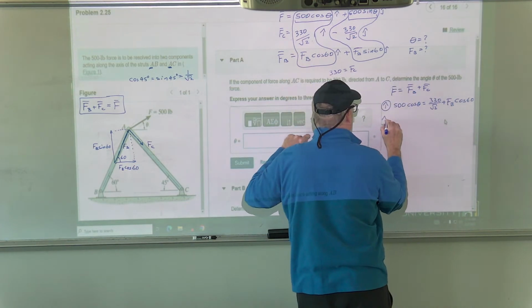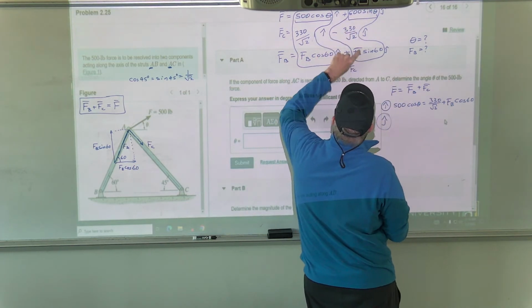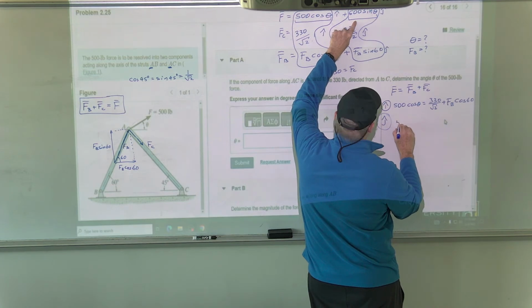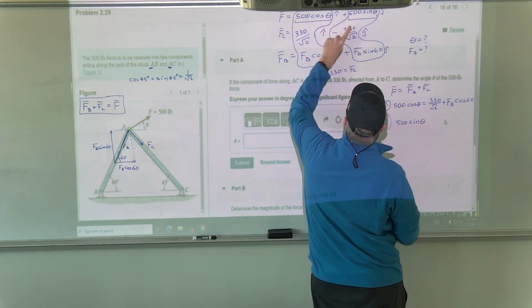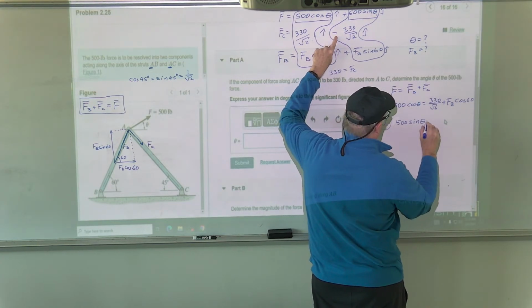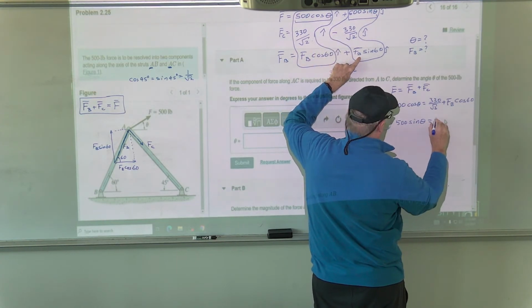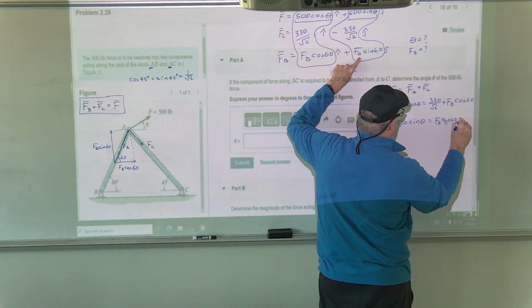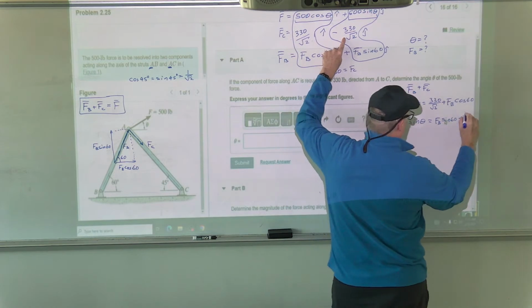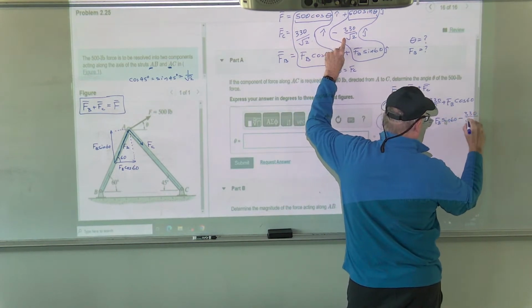Now if I look at the j equation, I'm looking at this one. So I got to put on the left side sine theta. And then I'll do this one first because it's positive. Minus 330 over square root of 2.